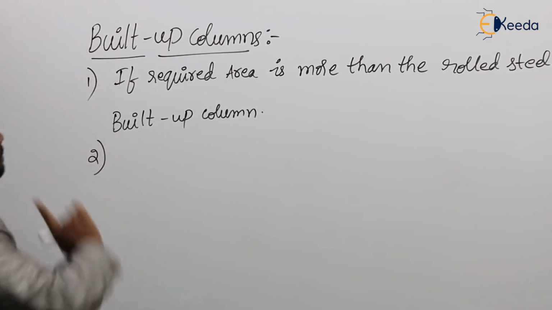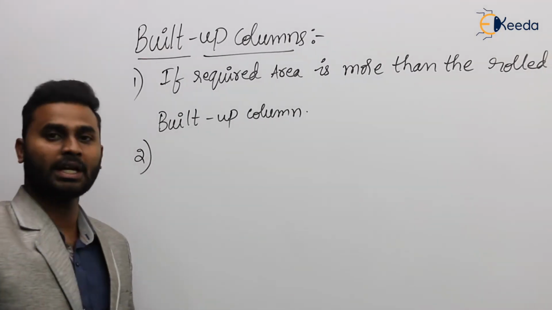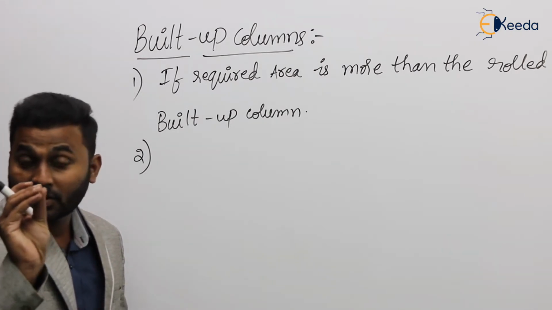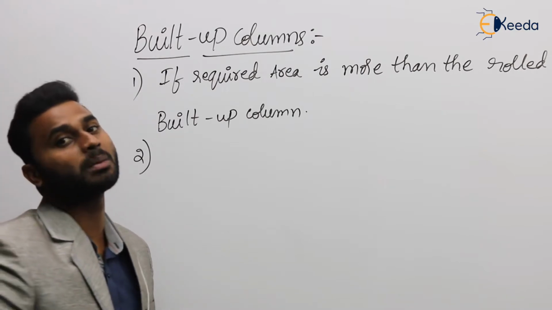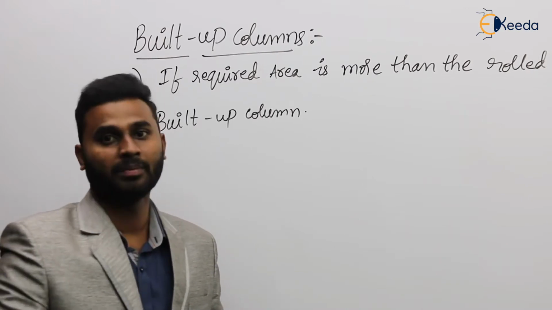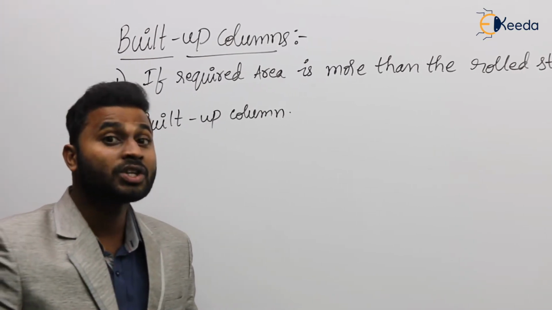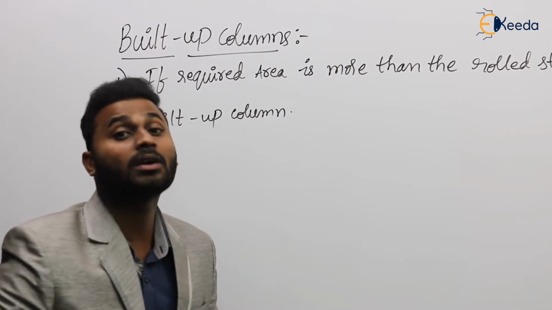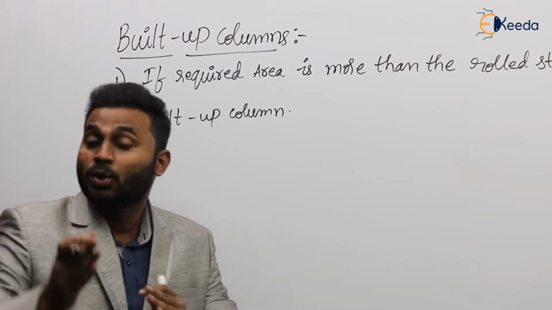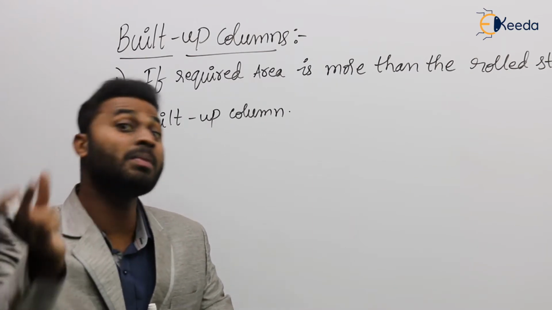As it is a column, in the column, which factor plays a major role? Slenderness ratio. Agree or not? Slenderness ratio plays a major role. For example, if you see the formula of slenderness ratio, what is the formula? Effective length by minimum radius of gyration. If the minimum radius of gyration is very much less, then slenderness ratio will be more. Agree or not? If slenderness ratio is more, then more chances are there for that column to buckle. So to reduce the slenderness ratio, we have to increase the minimum radius of gyration value.